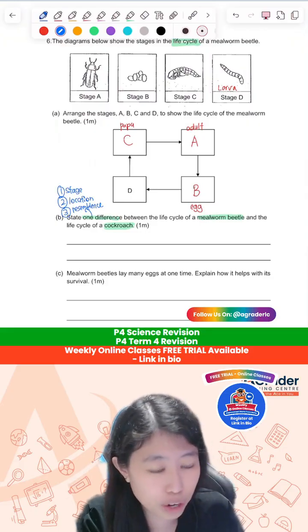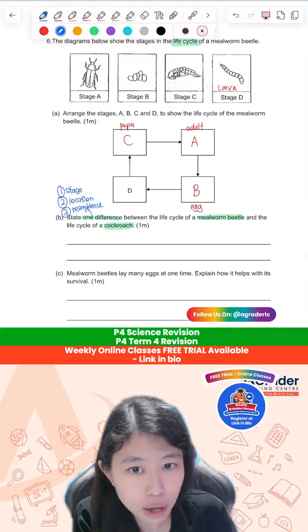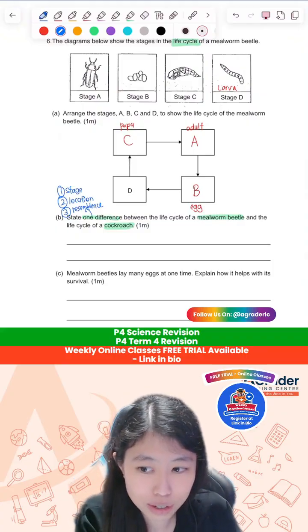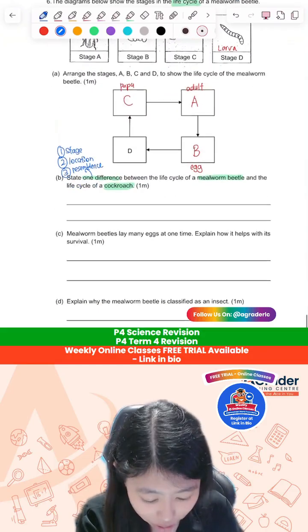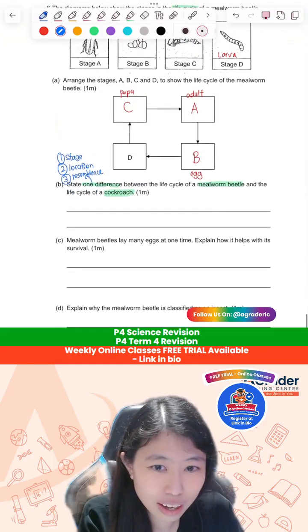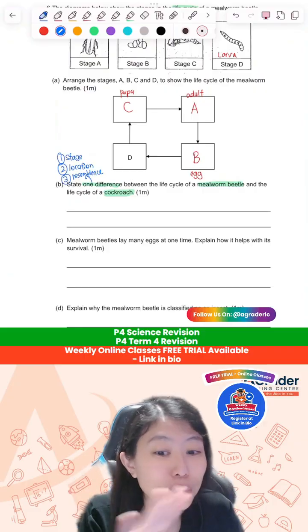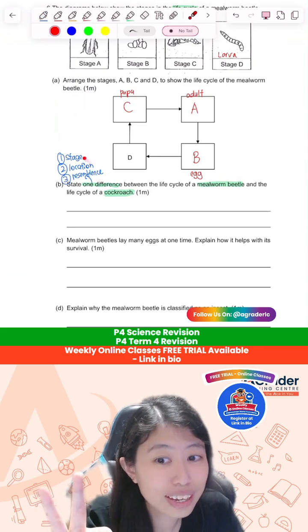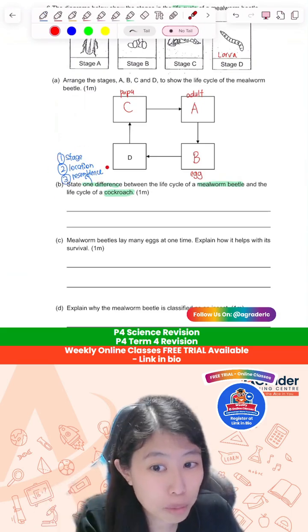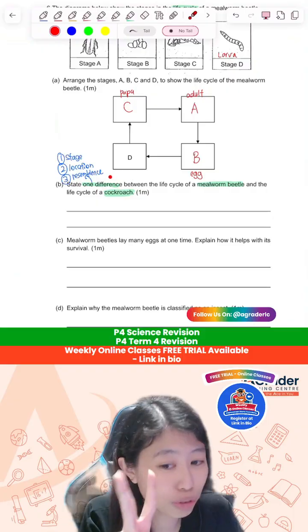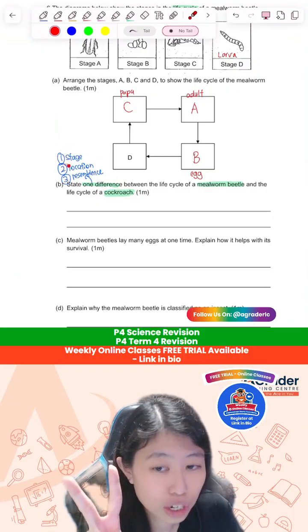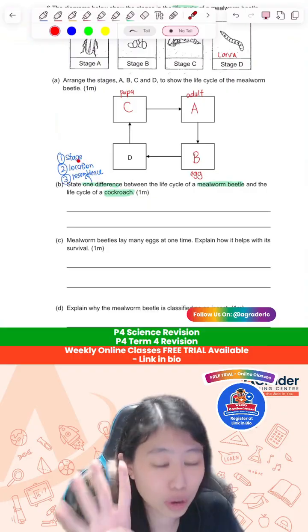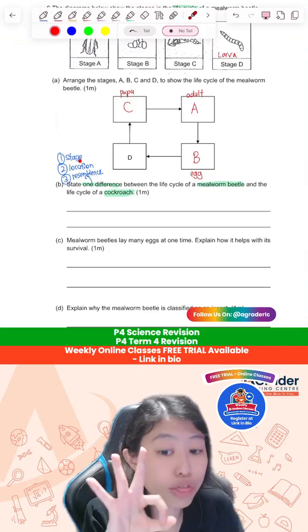Number of stages, very good, Maverick. So mealworm beetle has how many stages? No, there's no three differences. I'm just writing down what you can compare. For mealworm beetle and cockroach, there's actually only two differences, which is the stage. Mealworm beetle has a 4 stage life cycle. Cockroach has a 3 stage life cycle.